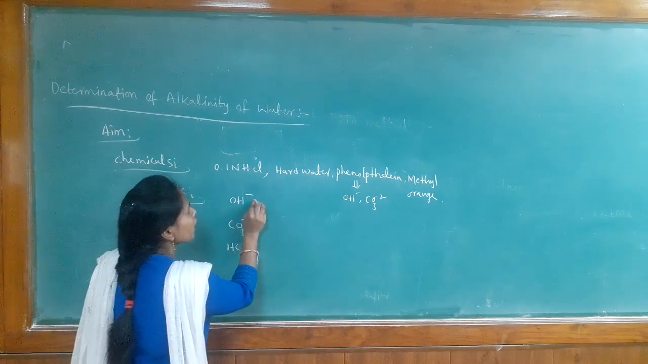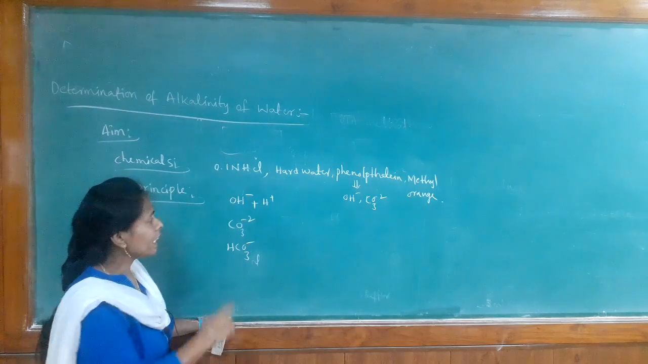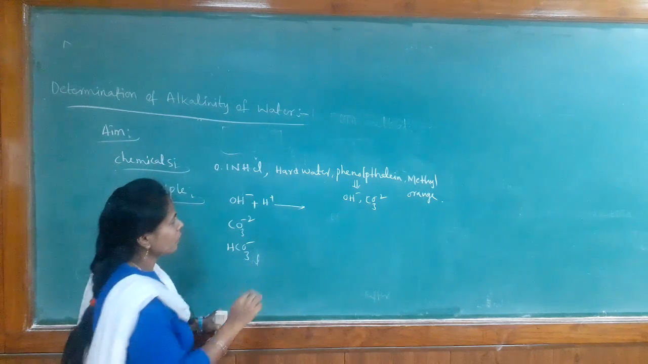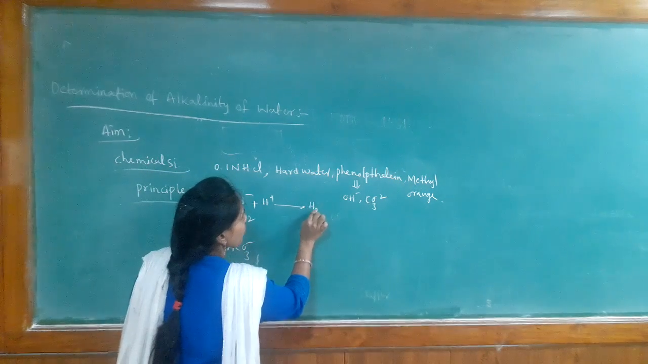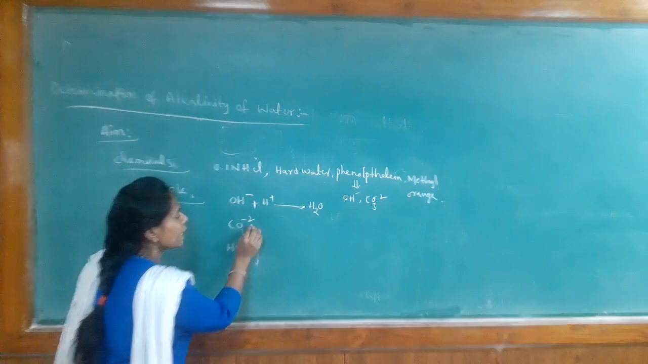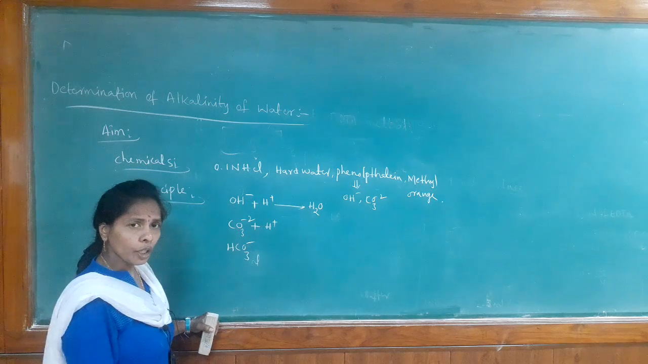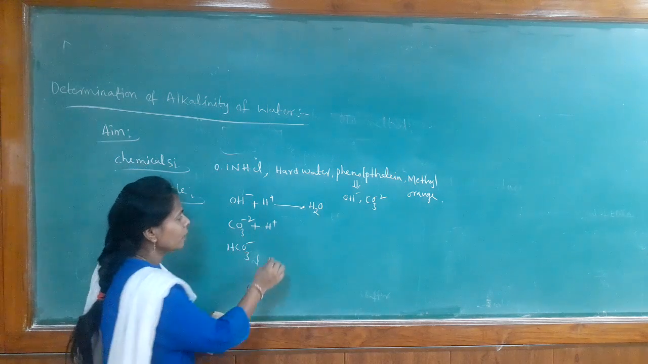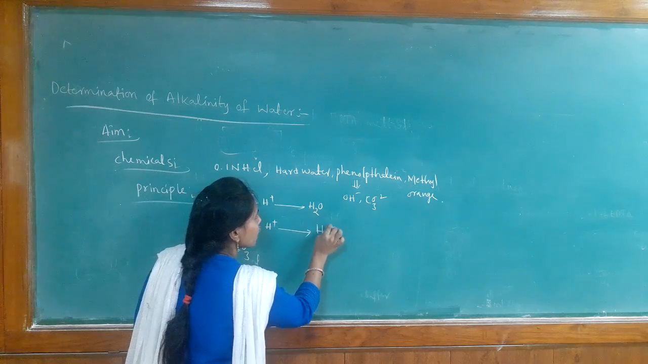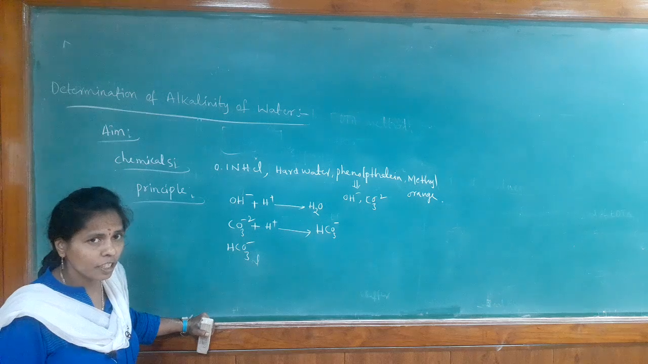So, here when OH minus is titrating with acid, it undergoes complete neutralization, giving the end point, that is H2O. When carbonate is reacting with the acid, is it going to completely neutralize here? No, it is not completely neutralized. It is neutralizing half and producing HCO3 minus.